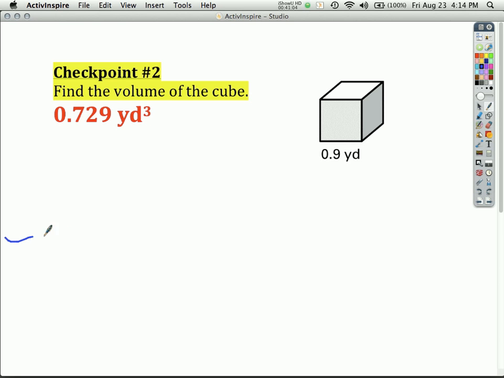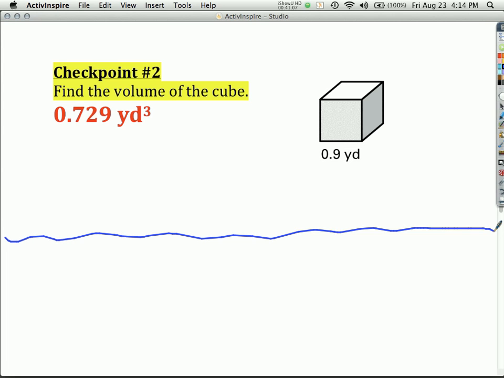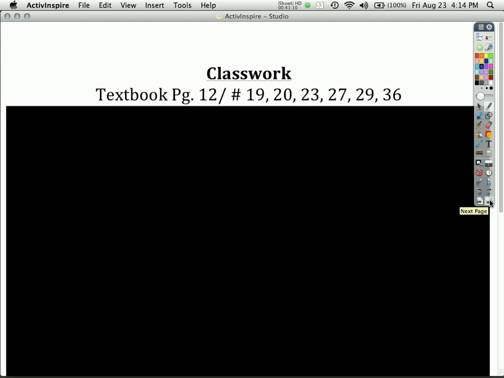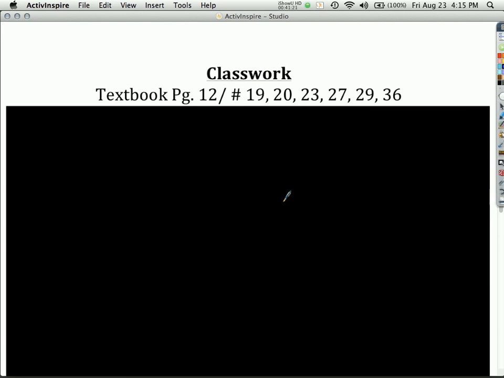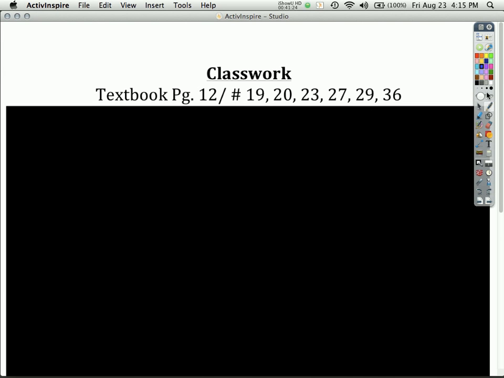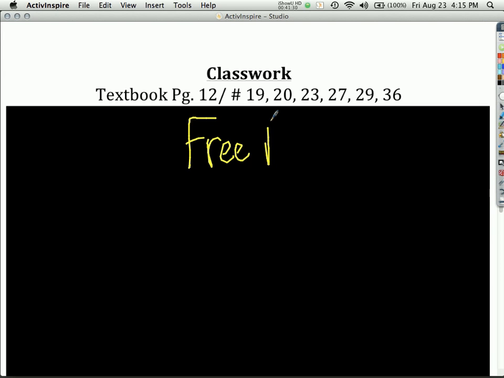Draw a line across your paper. Your classwork. Let me see. I'll be kind, being that it's Friday afternoon. Everyone write classwork, but then don't copy the assignment. Just write classwork. And then next to it or underneath it, I want you to write free point. We're not going to do classwork. I will give everyone a free point when you come in on Tuesday. I will circle 1 for everyone.